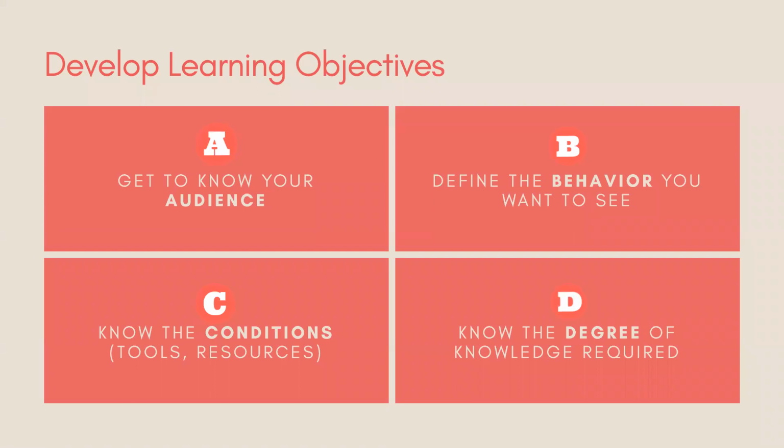Let's talk a little bit more about developing learning objectives. Adults, for the most part, want to know where they're going before they get there. And this is also true when we think about learning. Setting objectives for a training can seem quite simple, but we can give it a bit of structure with the ABCD method. So A, get to know your audience.